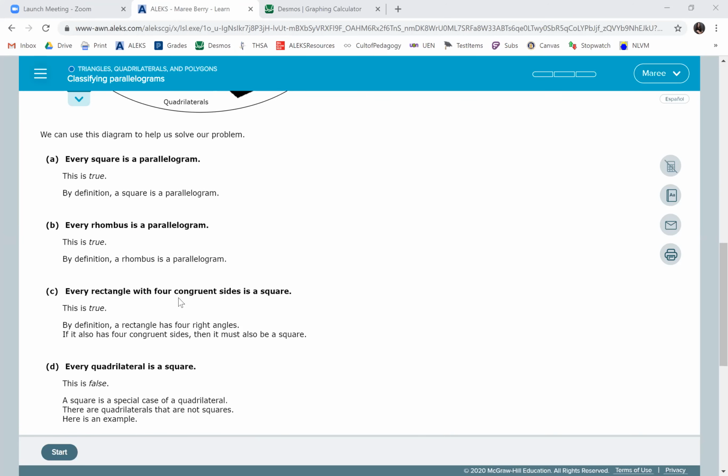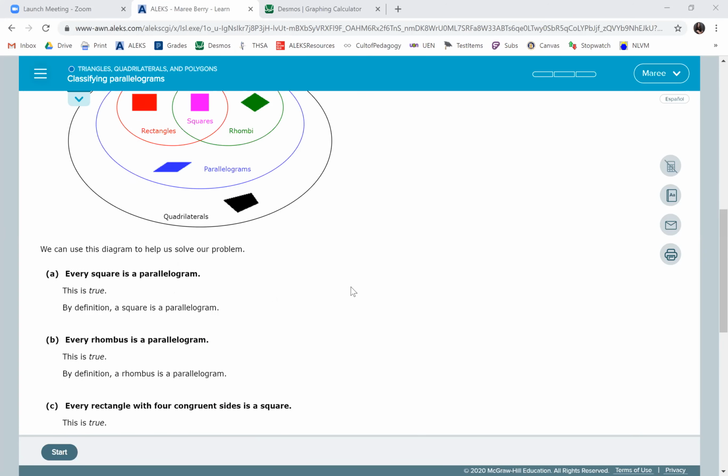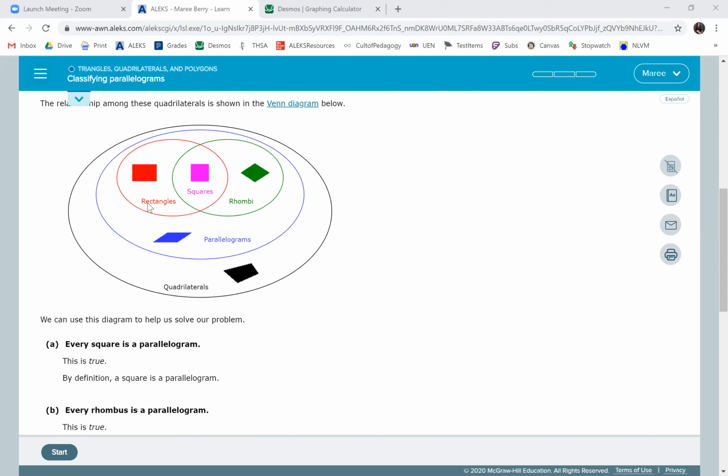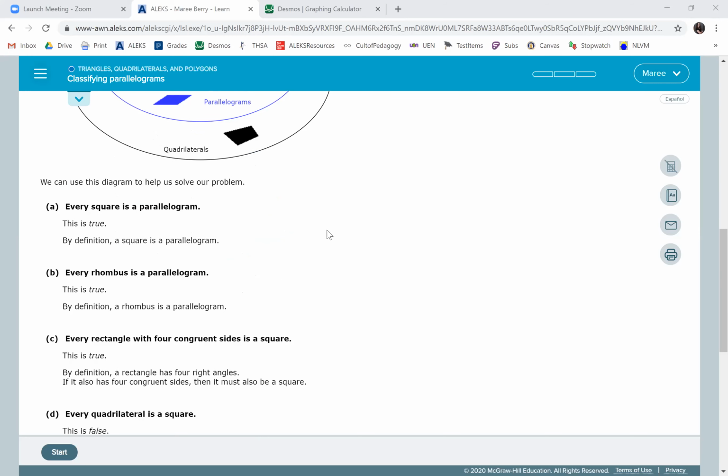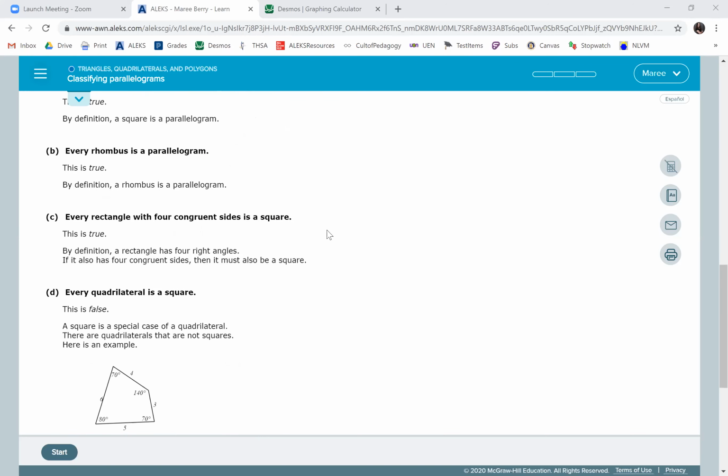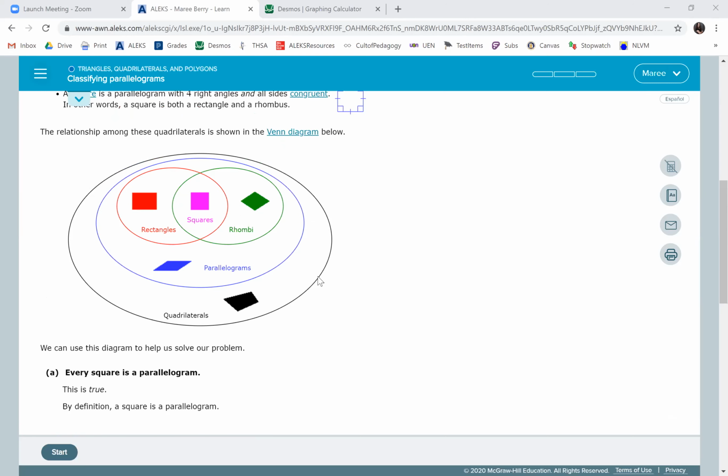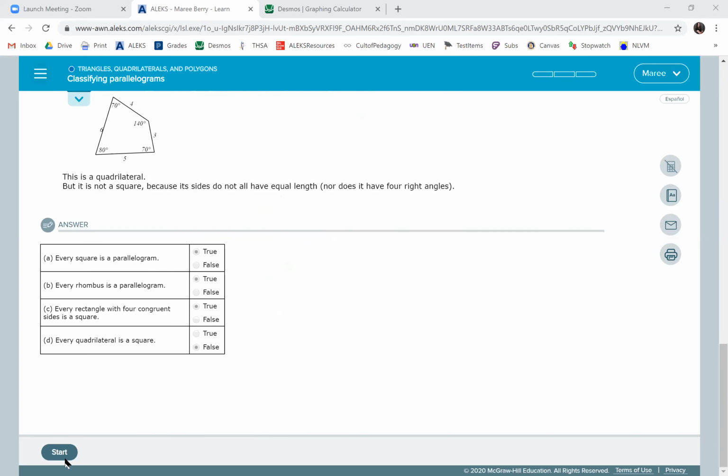Every rectangle with 4 congruent sides is a square. That's true. Rectangles are one thing, but if they have 4 congruent sides, then they are squares. Every quadrilateral is a square. That's false. Everything within this black circle is a quadrilateral, and there are some things here that are not squares. So that one would be false.